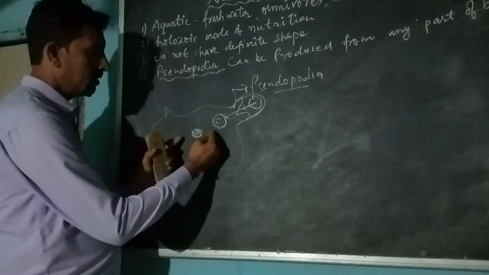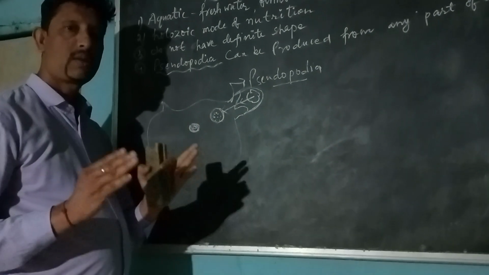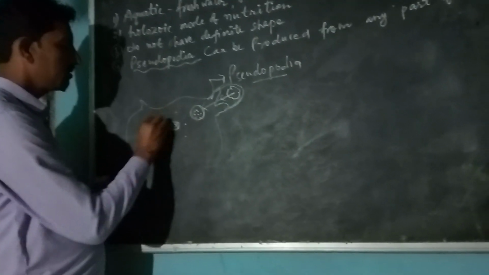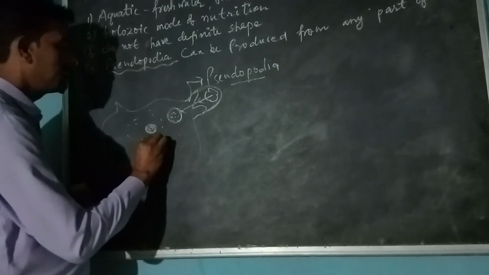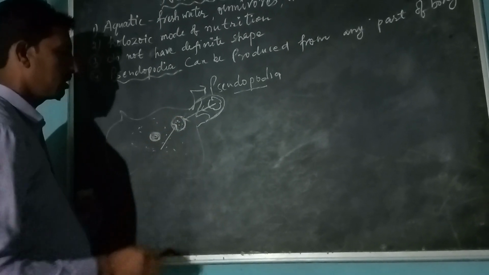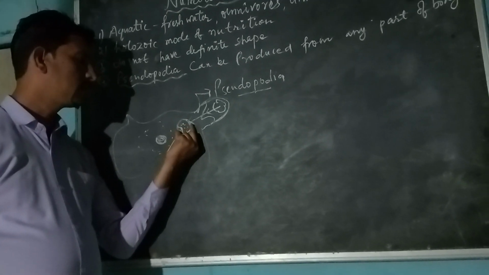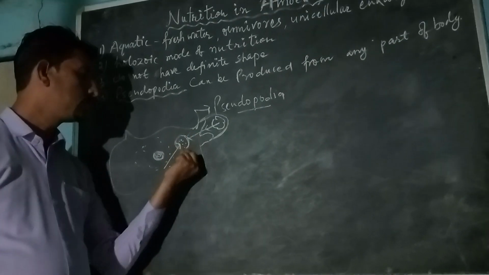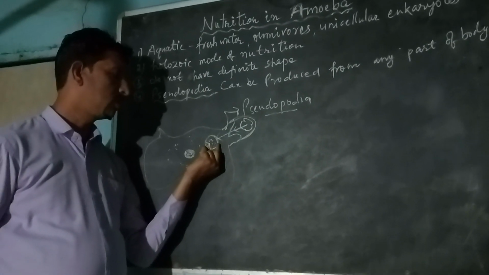Now this food particle has to be broken down, or converted into a very simple form. Now the digestive enzyme, whatever is found in the cytoplasm, will enter into the food vacuoles. The function of the digestive enzyme is to break the complex food substances or the solid food substances in the food vacuole.